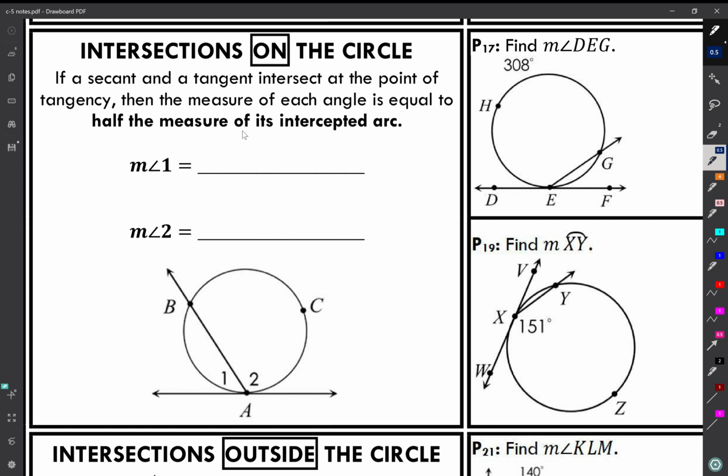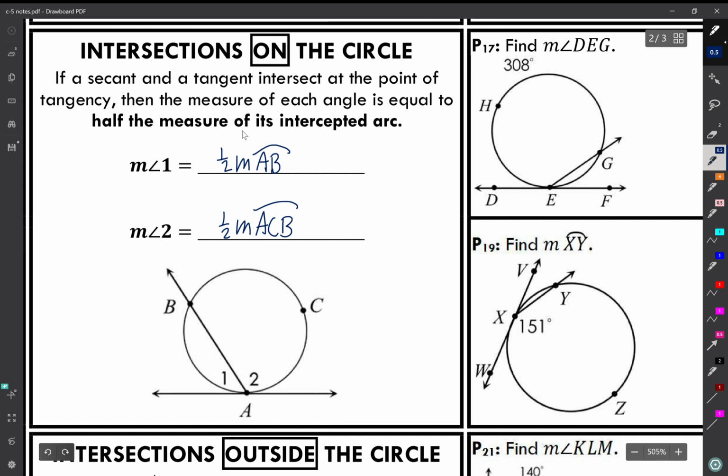You have a tangent line, and then at that point of tangency, you basically have a secant drawn out, and they're intersecting at that point of tangency, and we have angle 1 and angle 2 that are formed. They are half the measure of their intercepted arcs. So for angle 1, it would be arc AB. Angle 2 would be arc ACB. You're just going to take half of those. So we'll say the measure of angle 1 is equal to 1/2 times the measure of arc AB, and for angle 2, 1/2 the measure of arc ACB.